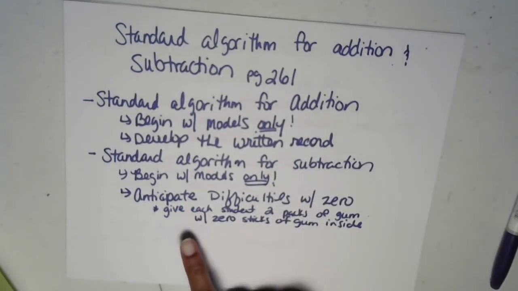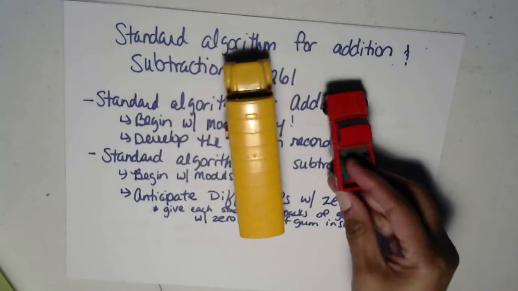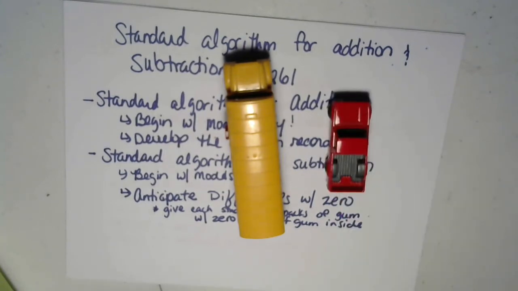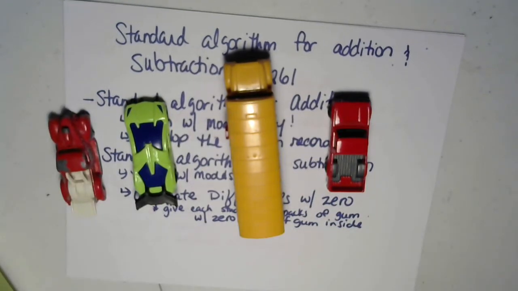I thought about this. You could give each student 2 packs of gum with 0 sticks inside of each pack. You could give them, let's see what I have here. I have a lot because I'm in my home office, so I have a lot of access. So I could give them, here we go, 4 vehicles with 0 people in each vehicle.